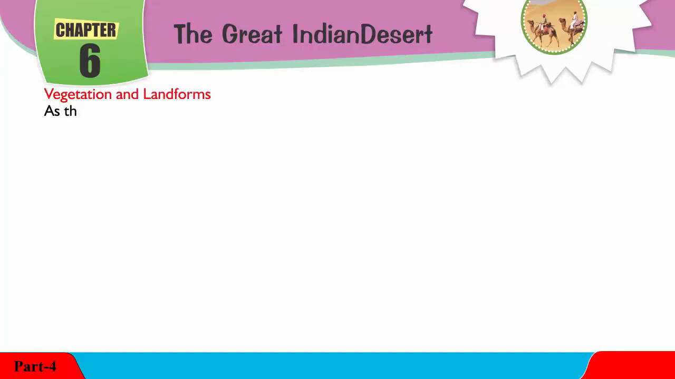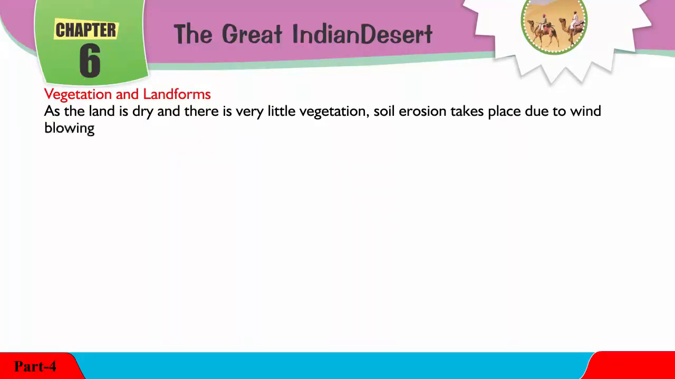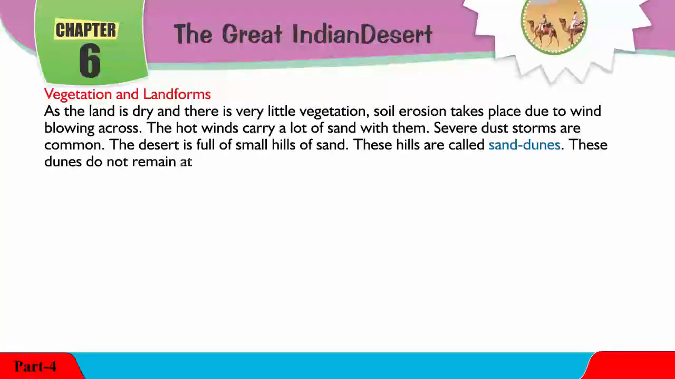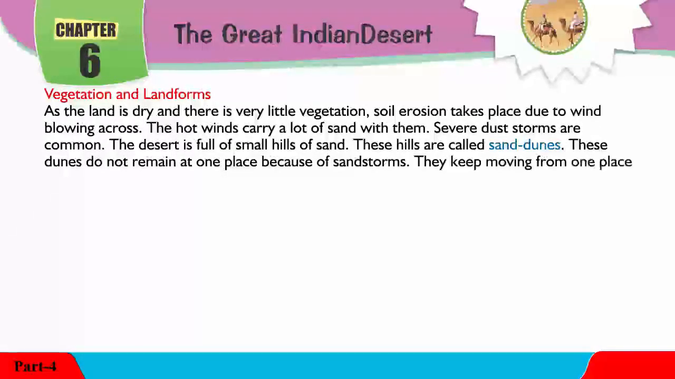Vegetation and landforms. As the land is dry and there is very little vegetation, soil erosion takes place due to wind blowing across. The hot winds carry a lot of sand with them. Severe dust storms are common. The desert is full of small hills of sand. These hills are called sand dunes. These dunes do not remain at one place because of sandstorms. They keep moving from one place to another.